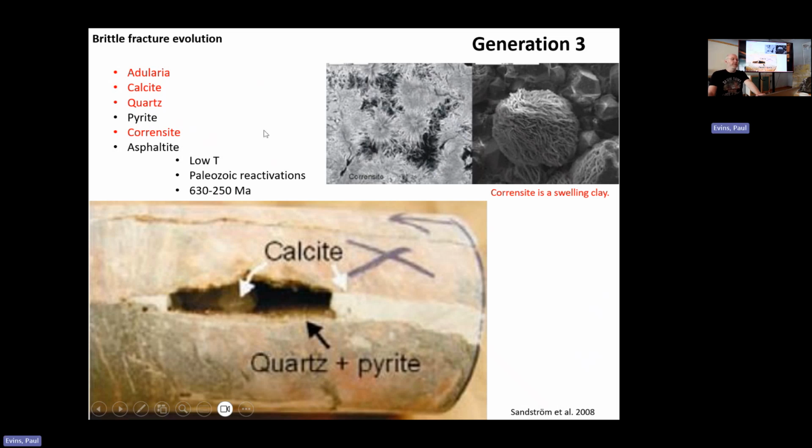The third generation of fractures is at a lot lower temperature. These are probably during Paleozoic reactivation, probably Caledonide related. We have adularia, calcite, and quartz, and we have the introduction of a swelling clay, which is called corrensite. Swelling clays look like that in SEM. Again, quartz and pyrite get remobilized during this period.